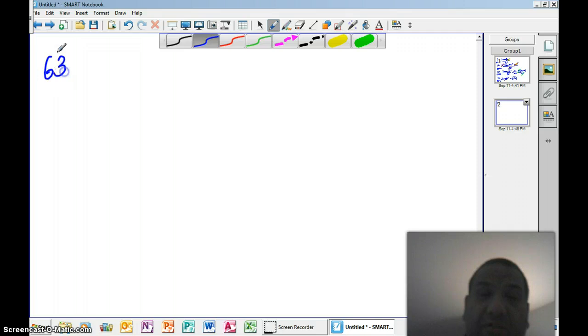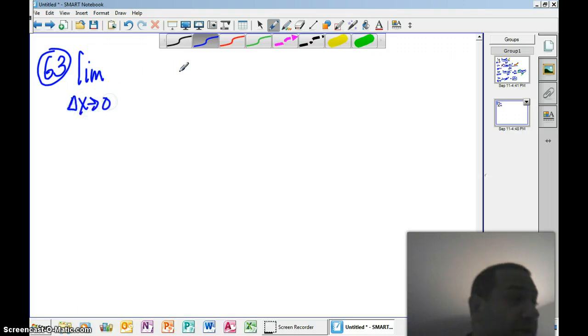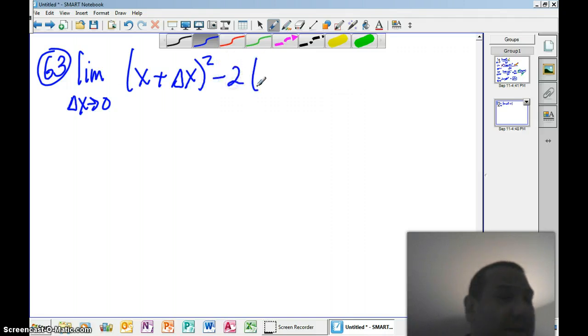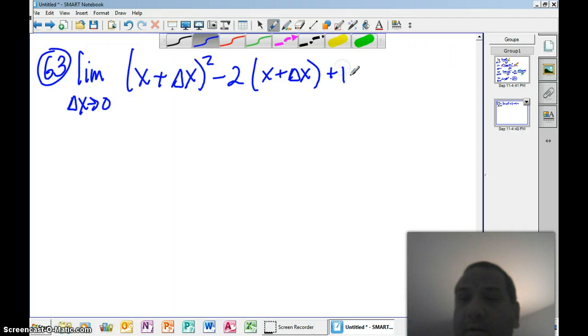It's number 63 in the book if you're playing along at home. And it's the limit as delta x goes to 0. This is what I want you to do tonight for tomorrow in class. And we have x plus delta x quantity squared. It's going to get lengthy, but don't let the length deter you. Okay? And then plus 1 minus x squared.